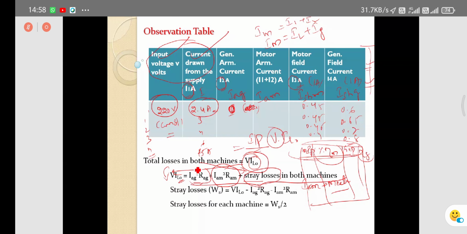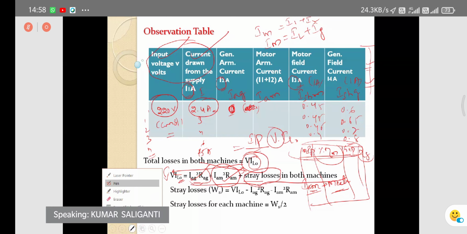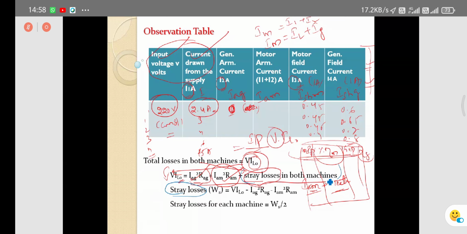The total losses are the generator side copper losses, the motor side copper losses, and the stray losses in both machines, for both motor and generator. The stray losses are nothing but the combination of iron and mechanical losses. By conducting this test, our main objective is to measure the stray losses. That's why we are going to separate the stray losses here. You can see the stray losses are here.